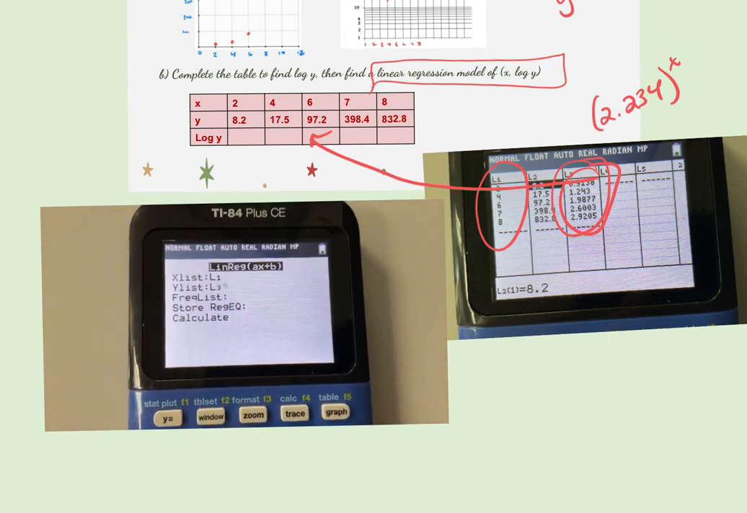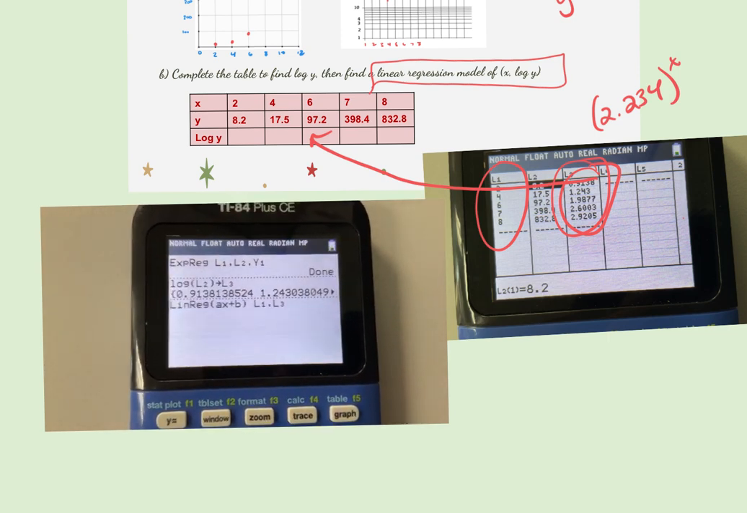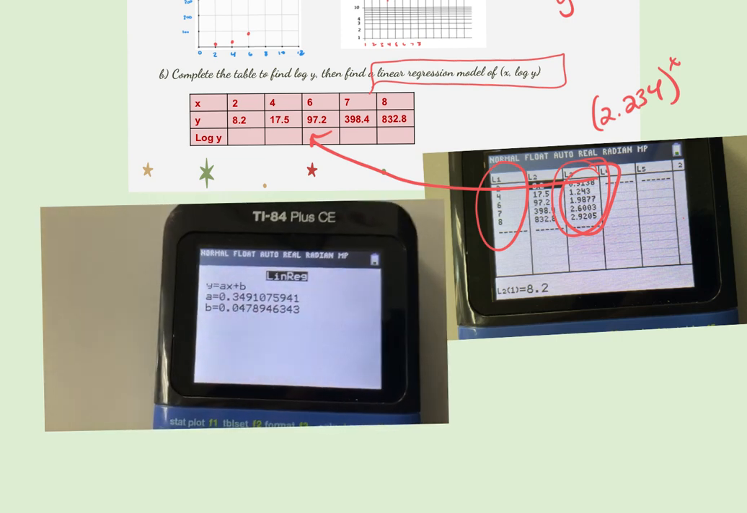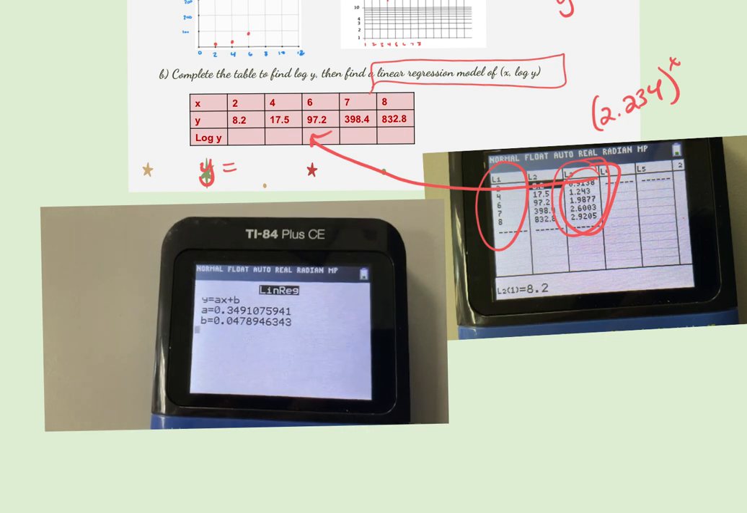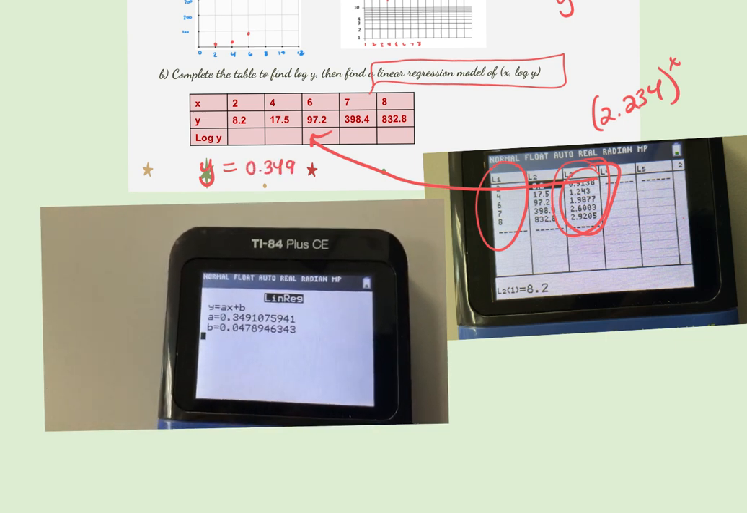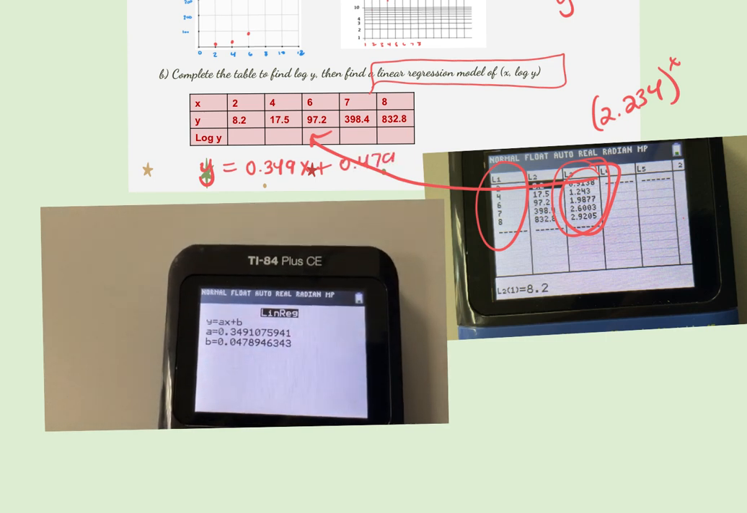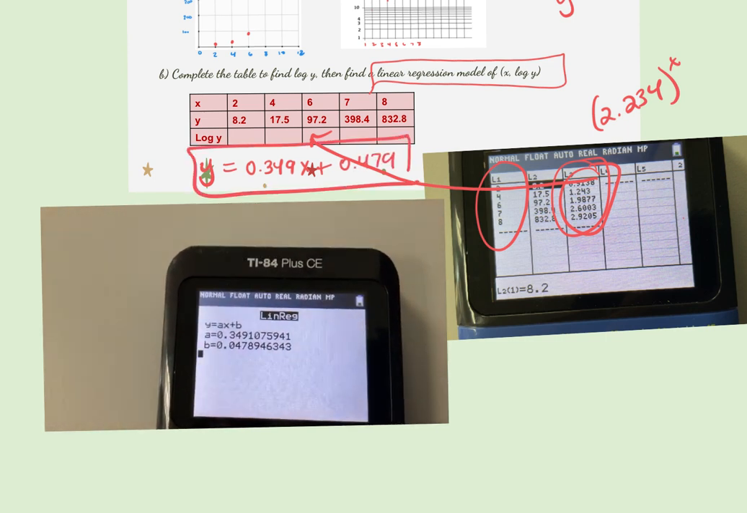We don't need to store it because it doesn't ask any questions from here. We could just go calculate, but if it did ask a question from there, now I would want to store it. So it is y equals 0.349x plus 0.479, and that's your linear regression.